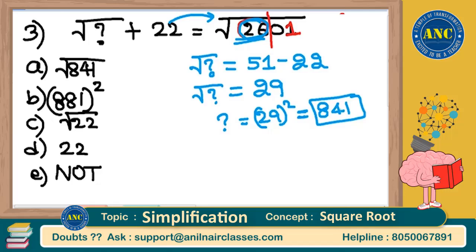But observe carefully, the options consist of square root of 841, but the answer is only 841. That cannot be the answer. 881 whole square cannot be the answer. Square root of 22 cannot be the answer. 22 is not the answer, because the answer is 841. The answer is none of these.